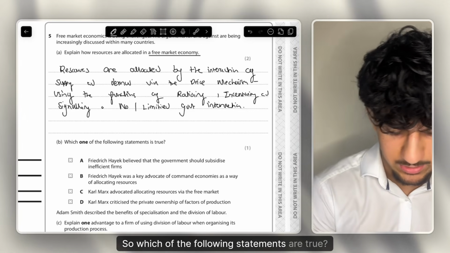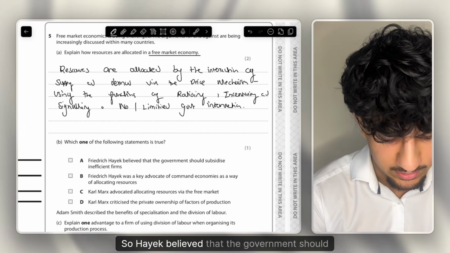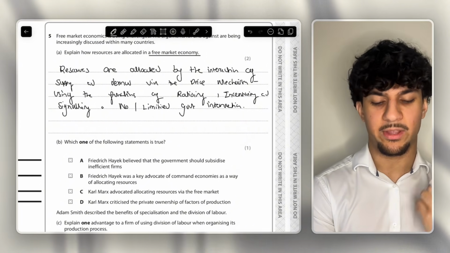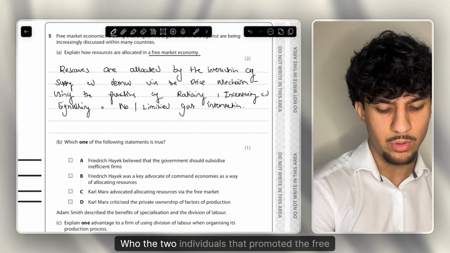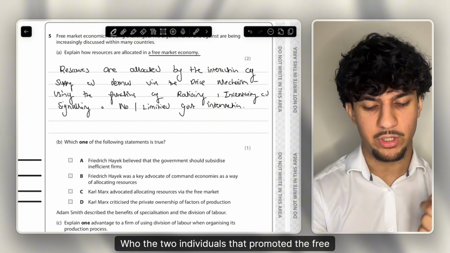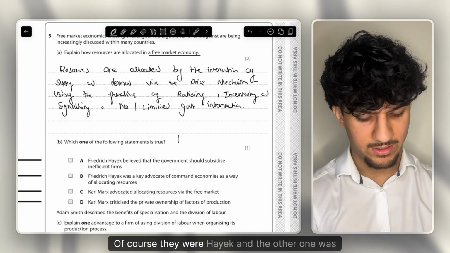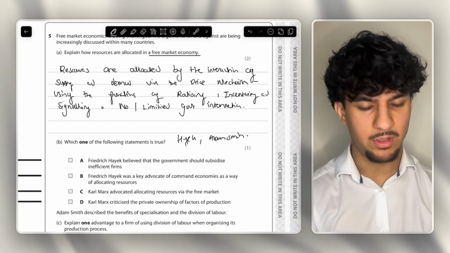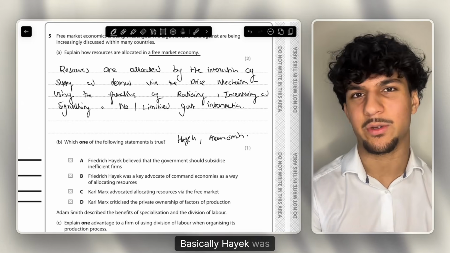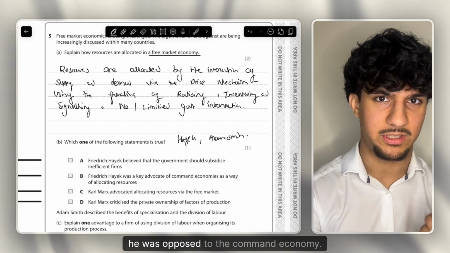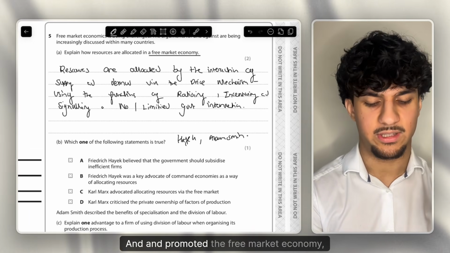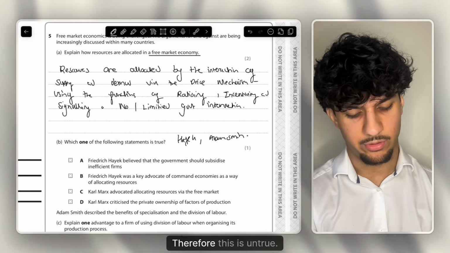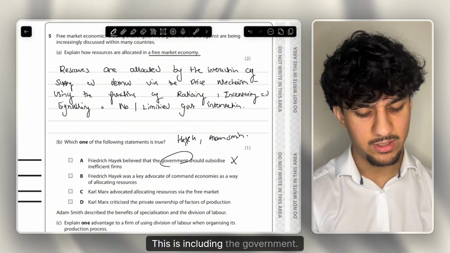So which of the following statements are true? Hayek believed that the government should subsidize inefficient firms. So who are the 2 in the spec in 1.1.6? Who are the 2 individuals that promoted the free market economy? Of course, they were Hayek and Adam Smith. Hayek was opposed to the command economy and promoted the free market economy. Therefore, in a free market economy we do not want government intervention, so this is untrue, as of course this includes the government.